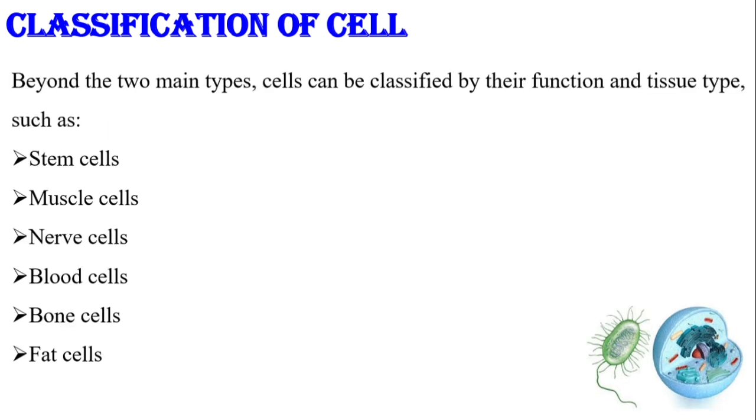Beyond the two main types, cells can be classified by their function and tissue types such as stem cells, muscle cells, nerve cells, blood cells, bone cells and fat cells.